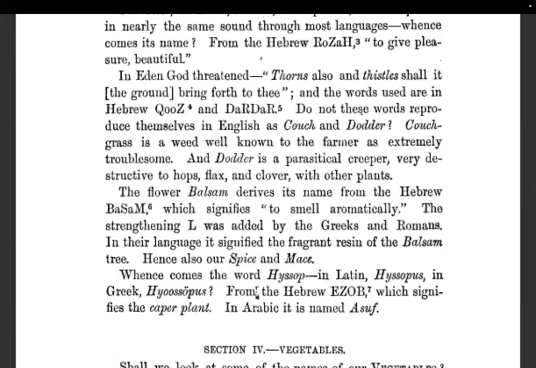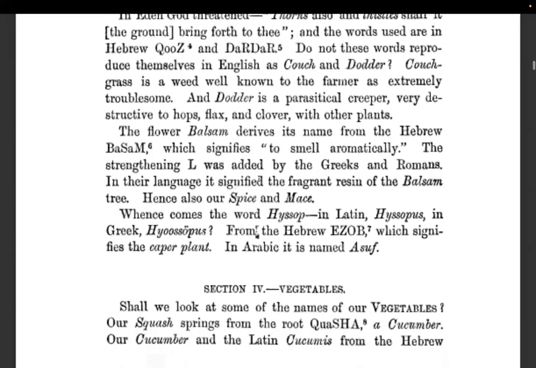Do not these words reproduce themselves in English as couch and dodder? Couch grass is a weed well known to the farmer as extremely troublesome. And dodder is a parasitical creeper, very destructive to hops, flax, and clover, and other plants.